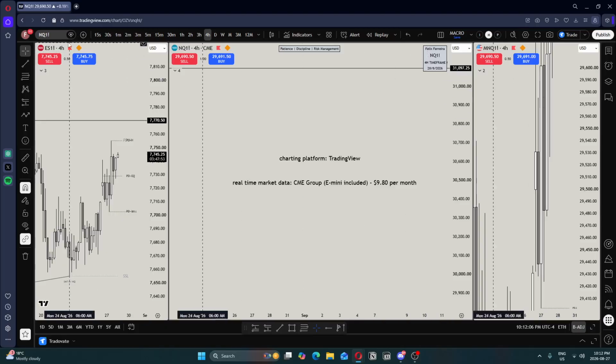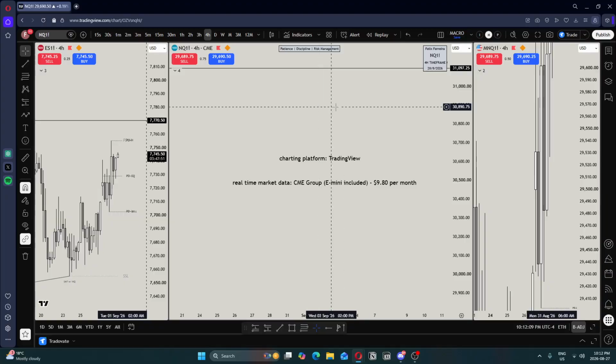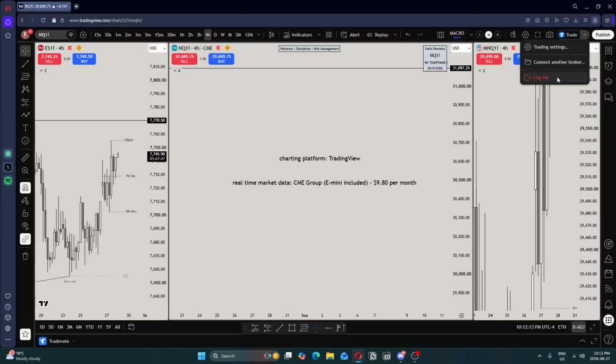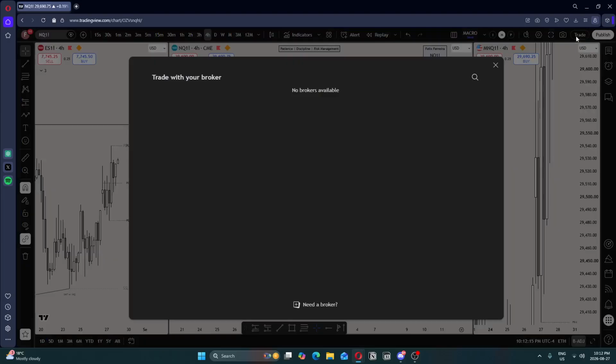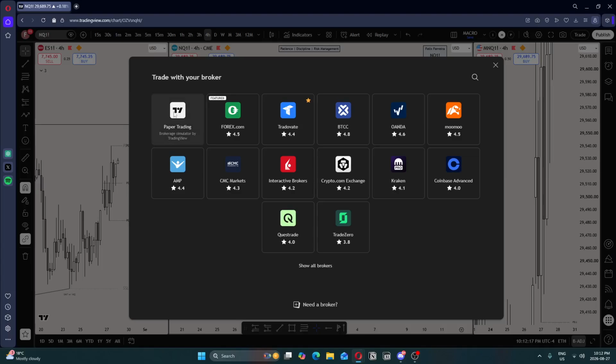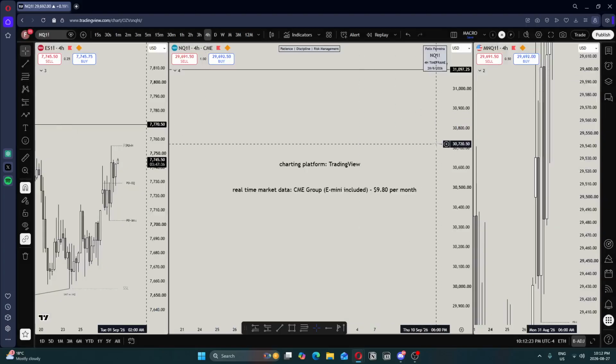So when you sign up, you make an account, you load up the chart. You could go here to trade, paper trading. This is your demo account. Could connect to that, and then boom, you now have a demo account which you could trade, practice on, and learn to apply the concepts that you're learning, all for free.